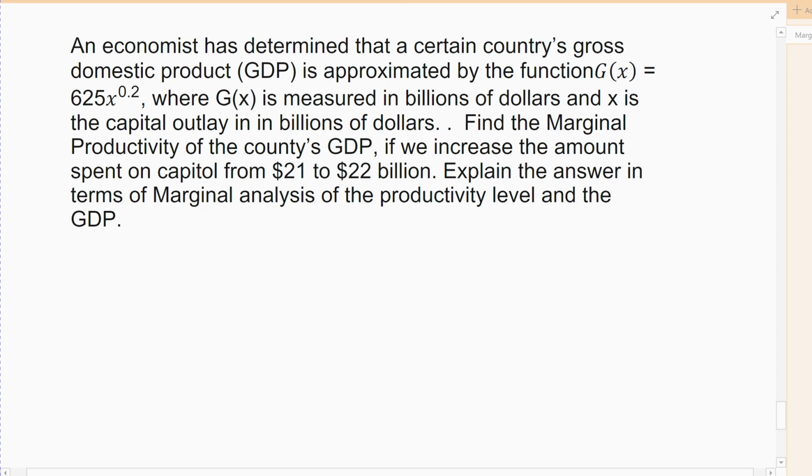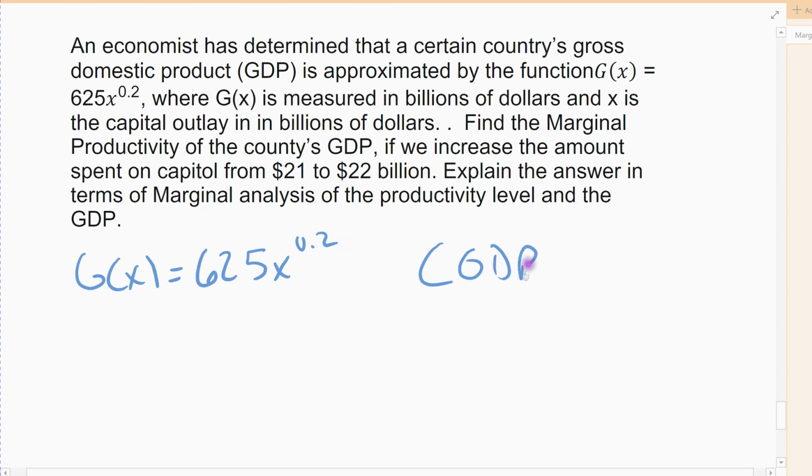All right, so this is an example of marginal productivity. We have a small economy where the gross domestic product, the GDP, is approximated by the function G of x, which is 625x to the 0.2. Again, it's how much money is generated in the economy. In the United States, we're in trillions of dollars. This will be a smaller economy where it's in billions of dollars.